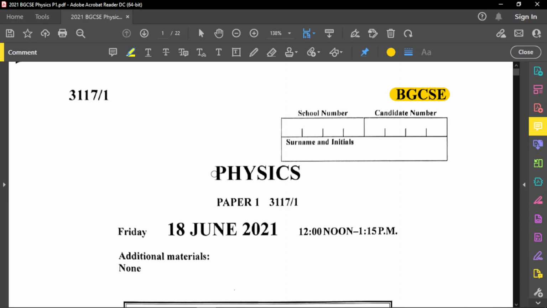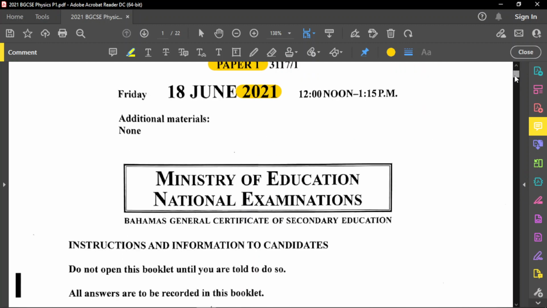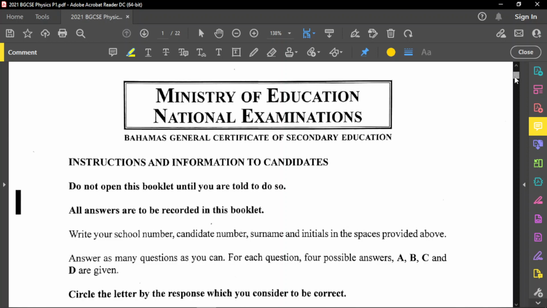Today we're going to review a physics paper. It is a paper one from the year 2021. Again, as always, please remember to write your school number, your candidate number, your surname, and your initials before you start this examination. Also, you need to read through the instructions carefully, and if you have any queries or any doubt, please clarify those with your examiner.